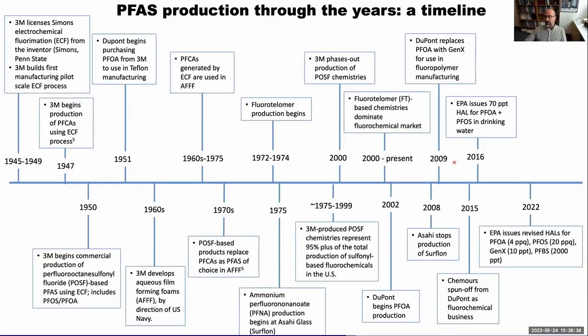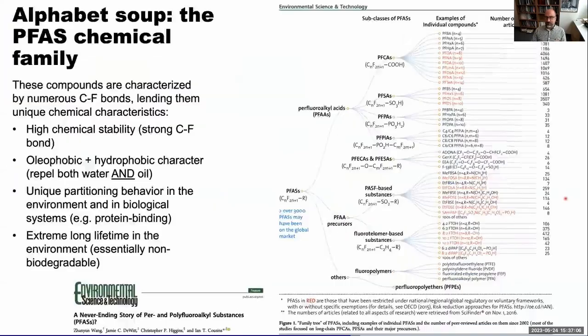Most recently, things like the 70 part per trillion health advisory level that was instituted for drinking water back in 2016. And then more recently, I should update here, in 2023, the new draft maximum contaminant levels issued by the EPA for drinking water that are hopefully going to come into enforcement pretty soon. And all of this development has led to increasing attention to these compounds in human exposure. It's made much, much more complex by the alphabet soup that we find ourselves in when we are analyzing PFAS.